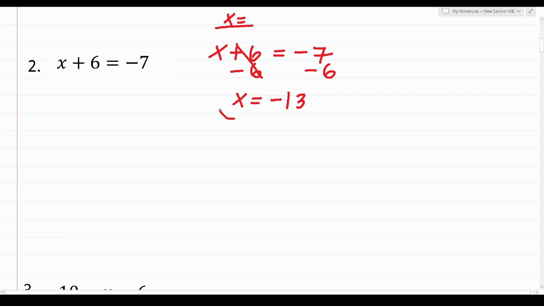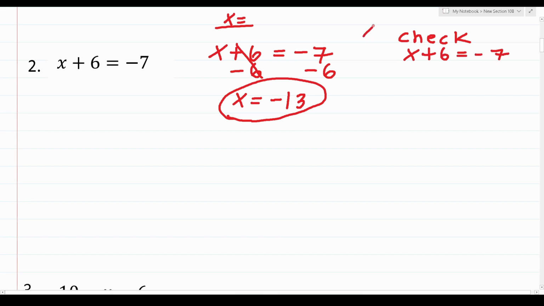All right, so we are technically done with this one. But as I just said, if you're unsure as to whether negative 13 makes this equation true, you can always quickly check your work. And again, copy over the original equation, x plus 6 equals negative 7. Again, we know x has to be negative 13. So let's plug in negative 13 for x. This becomes negative 13 plus 6 equals negative 7.